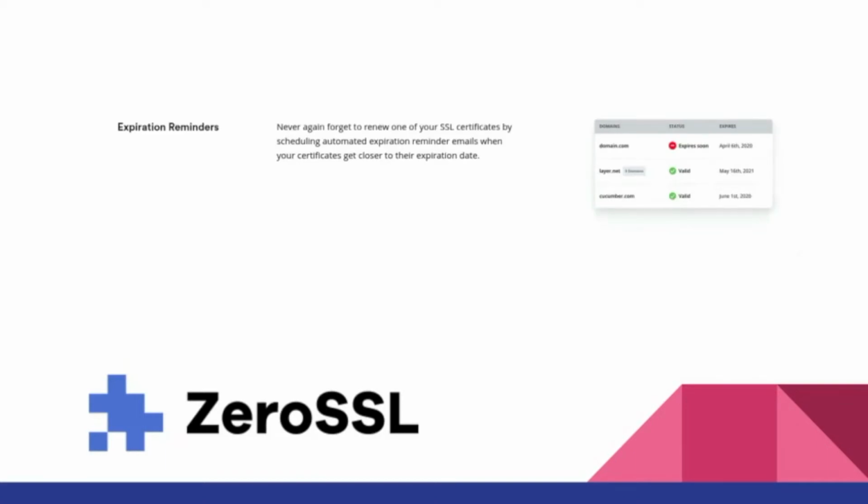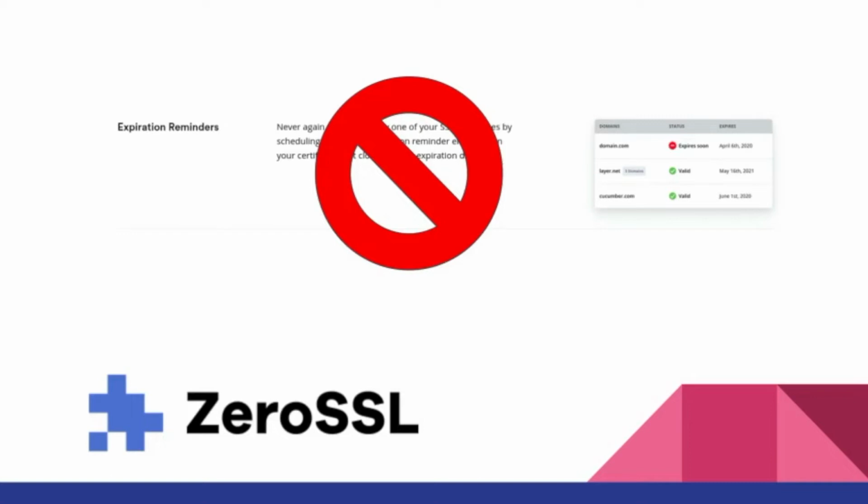Then there is ZeroSSL, which I use for some domains, which has a really neat feature: expiration reminders. You have a nice little dashboard that lists all your certificates, and it will send you an email when they will expire. I think it's 1 week and then 1 day. But there is a small problem. Most of my certificates use Let's Encrypt, which throws that out of the window.